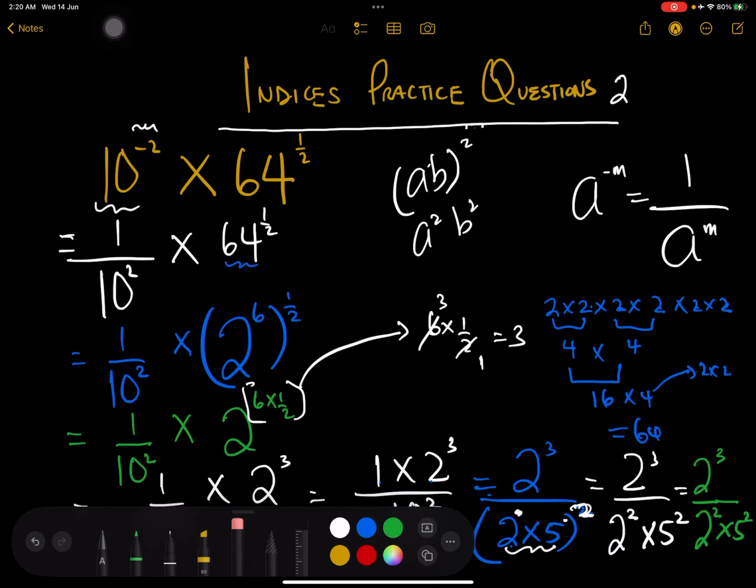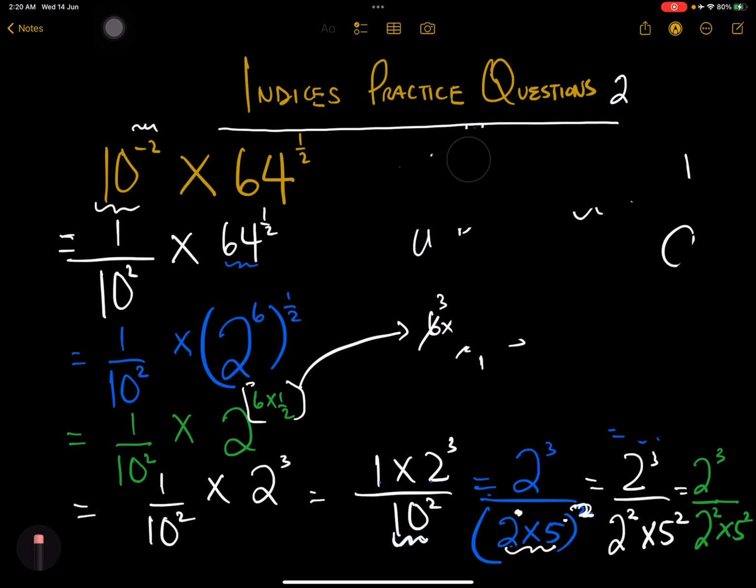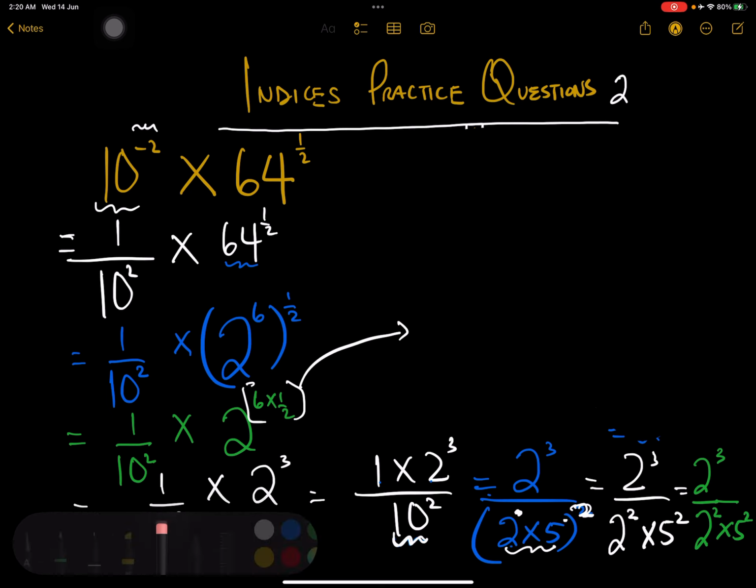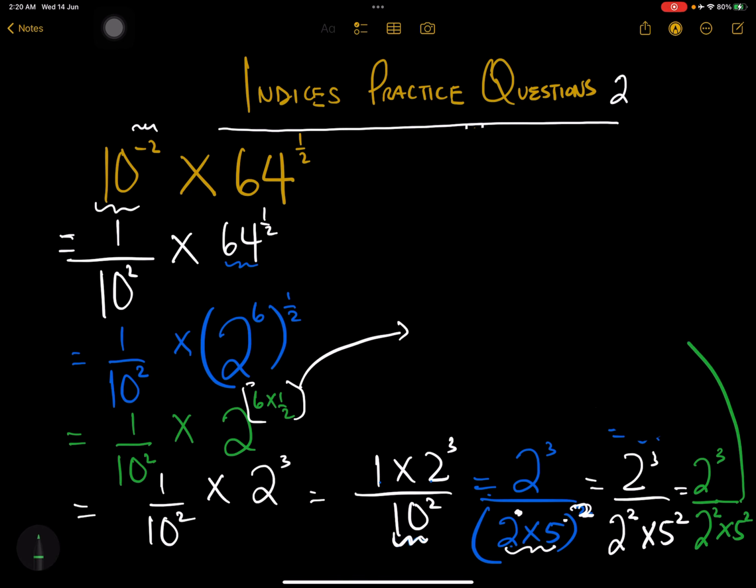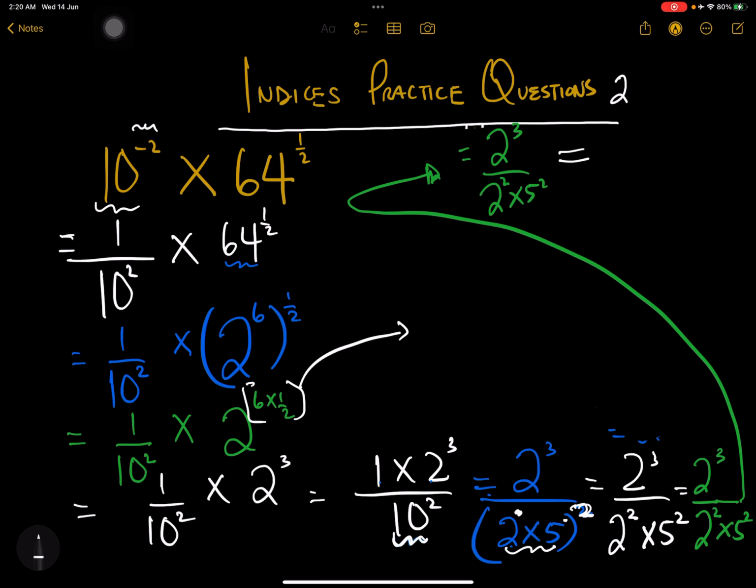All right, let me wipe this one here. We don't need this one. So we can extend this right here. We say that we're having 2 to the power of 3 divided by 2 to the power of 2 times 5 to the power of 2. Now, the numerator and the denominator, we are having 2 to the power of 3 divided by 2 to the power of 2 times 5 to the power of 2. Can you see that?